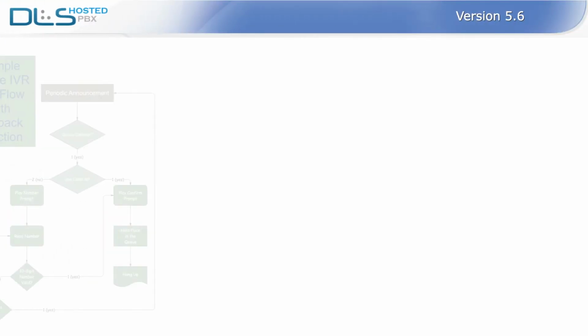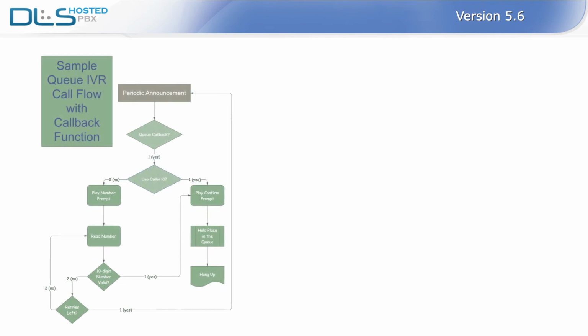Let's look at how the Qcallback works. Once set up for the queue, the system will offer the caller to drop out of the ACD queue while retaining their original position and be called back once their place is at the top of the queue. Here are the call flow steps of a sample phone queue callback.